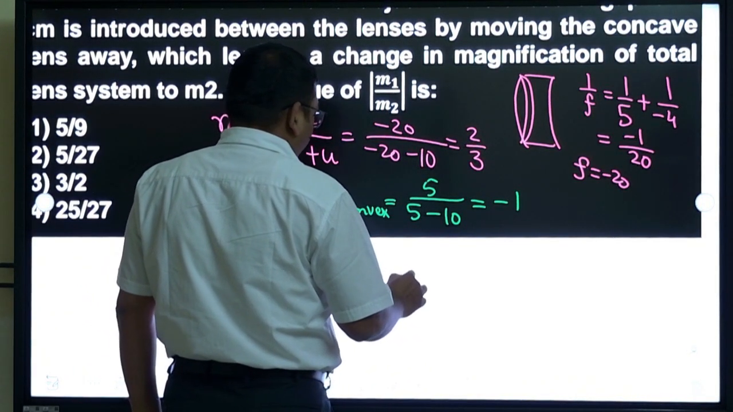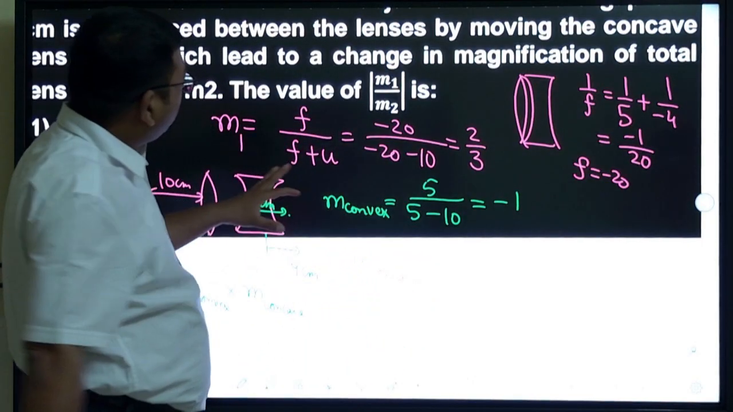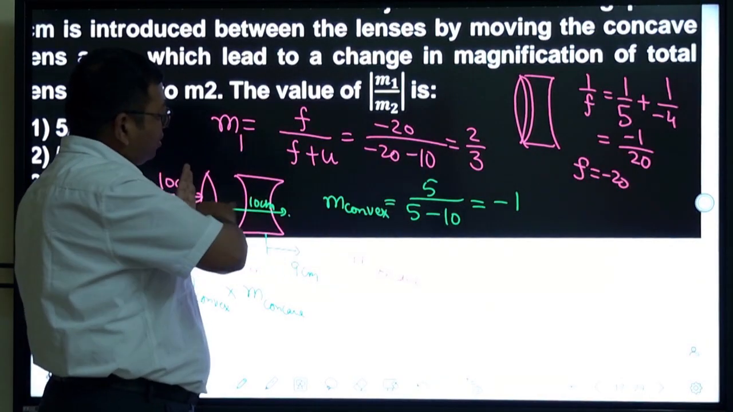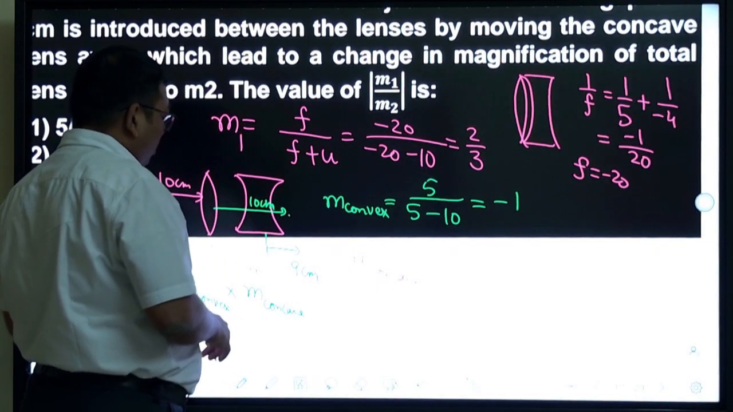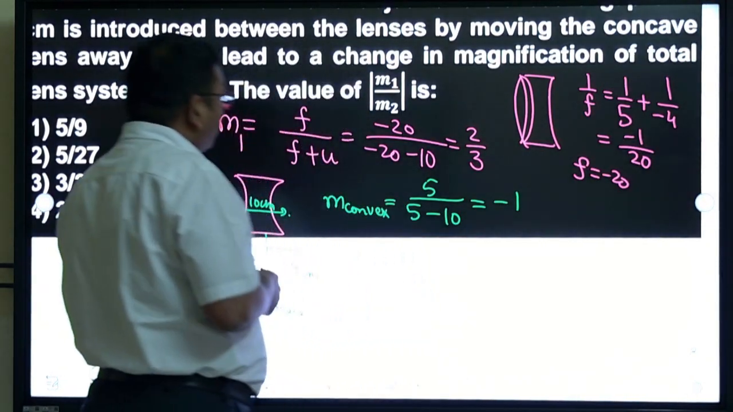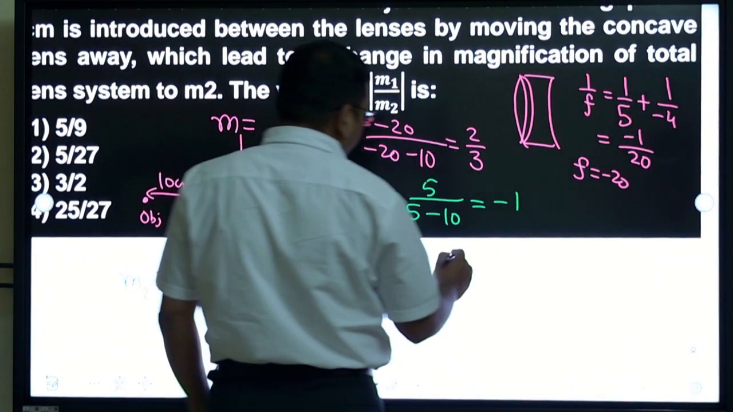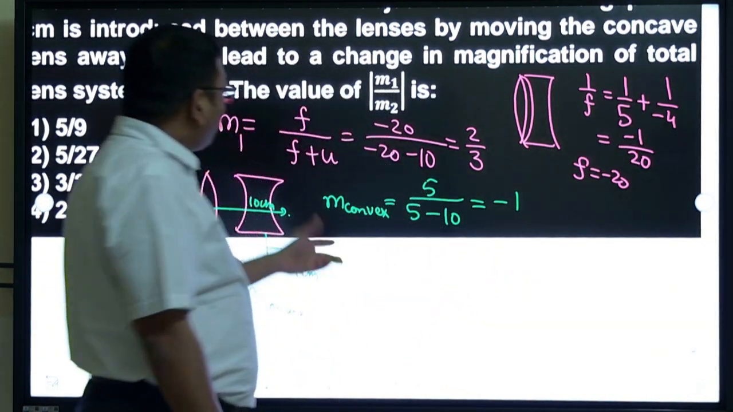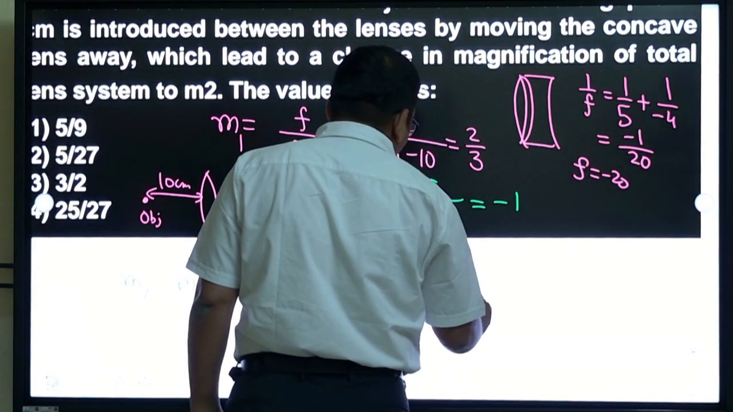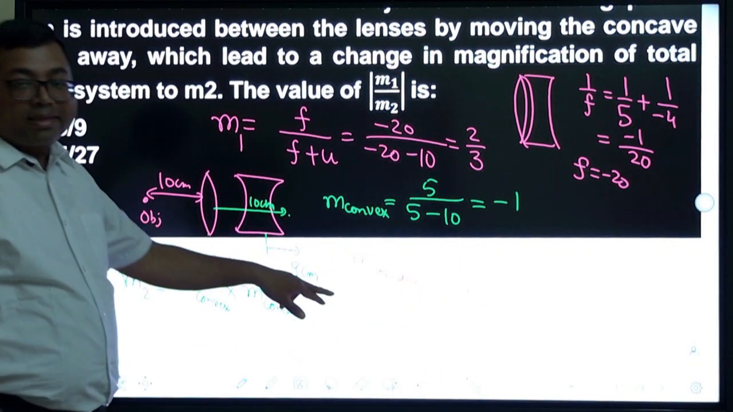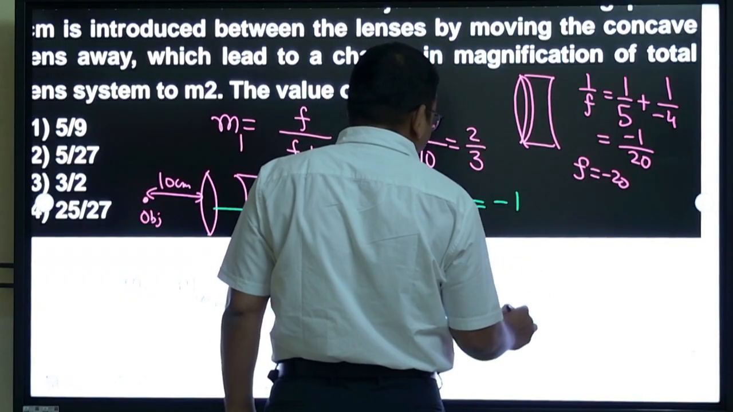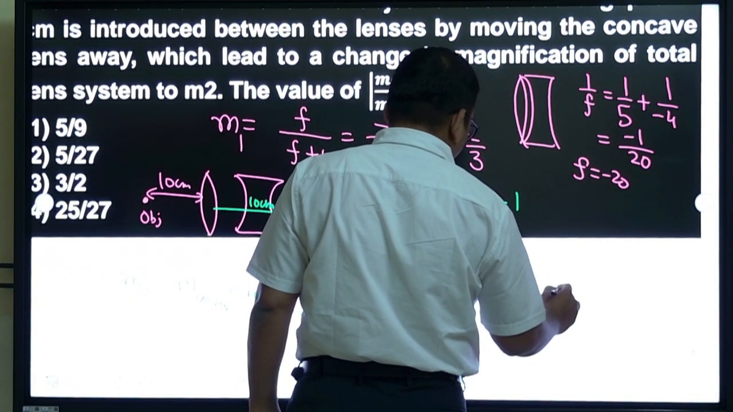Concave magnification will be what? Same formula, f by f plus u. But the focal length you have to consider is for the rays going in this way only. Rays are going this way, so this direction is negative. So focal length is anyway negative for this, you know that. So how much is the focal length? Minus 4. So f by f plus u, where f is minus 4. But now you see u is plus 9 for this, so you have to take u as plus 9. So you will be getting minus 4 by 5.